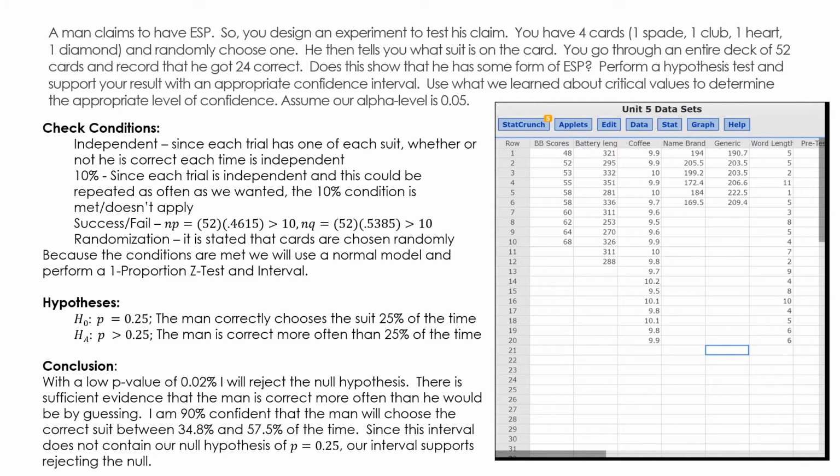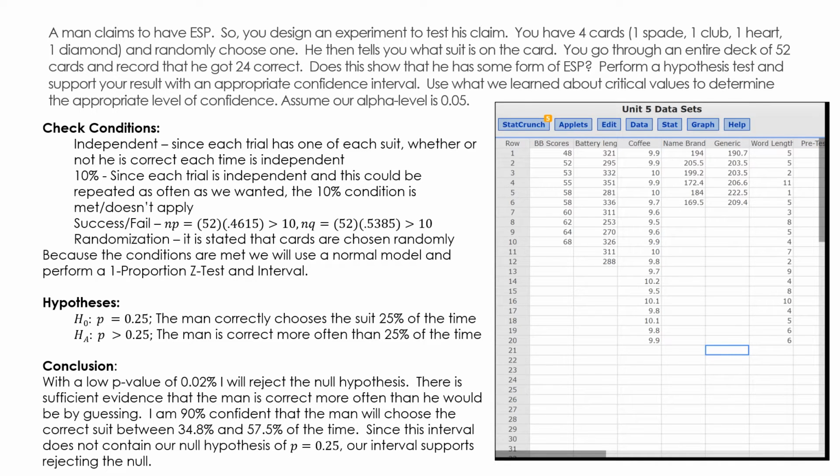So let's look at this first question together. This is a man that's claiming to have ESP, so he's saying he can choose a suit more often than the typical person would. So let's talk about a couple of things here. Is this the means question or proportions? Because we're talking about how often he's able to correctly detect the correct suit, we're dealing with a proportion.